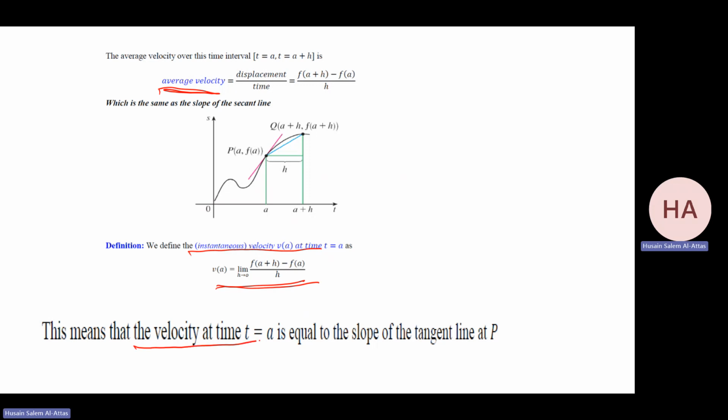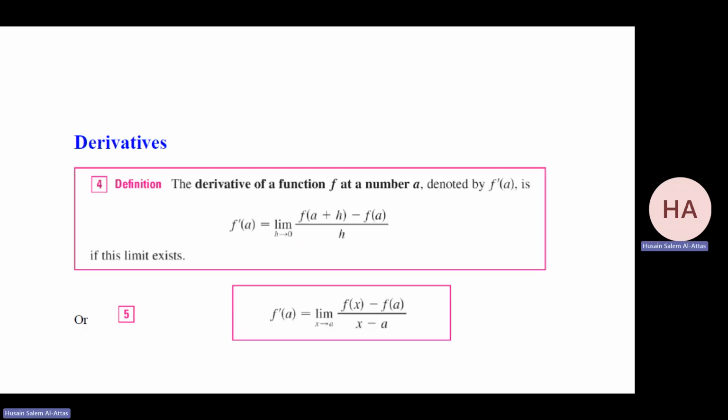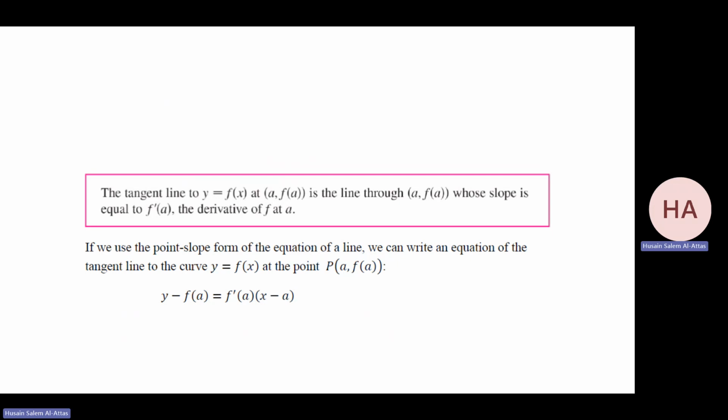The velocity at time t equal a is equal to the slope of the tangent line at the point B, where the point B is a and f of a. Okay. And from that, we define what's called the derivative. This is the derivative of a function f at a point, at a number A. So the tangent line is the line whose slope is what? f prime at A. Or I can write it in this form.